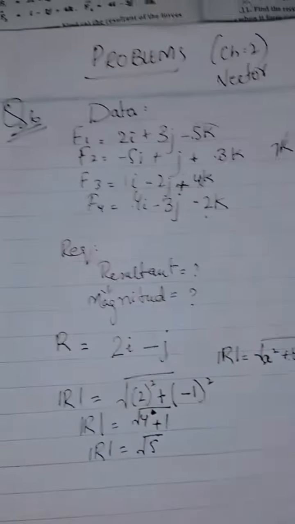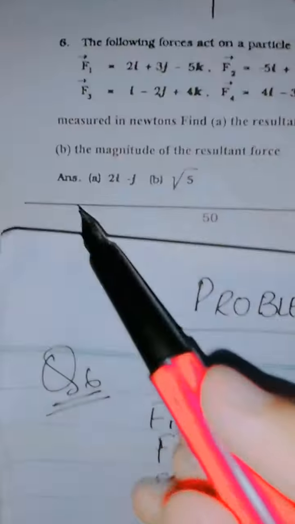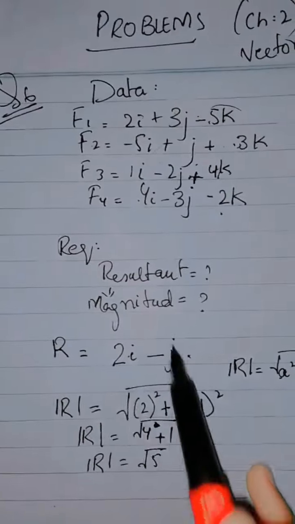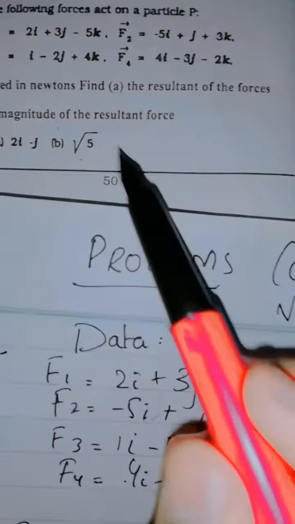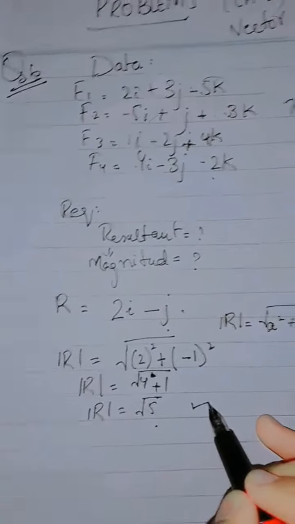So now let's check the answers. First of all, the first answer is 2i minus j. Here we have the answer 2i minus j. Second we have radical 5. We have the magnitude radical 5. It means that's correct.